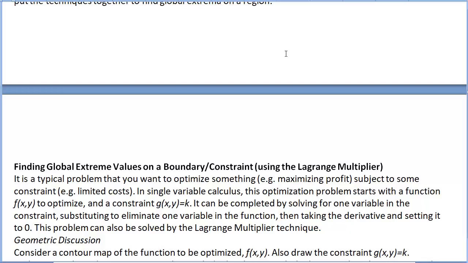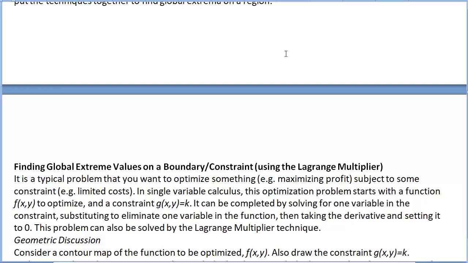So what sorts of problem are we talking about? It's something typical where you might want to optimize something, for example, maximizing profit, but you have some kind of constraint, for example, limited costs. So in single variable calculus, this optimization problem might start with a function f of x, y, and that's the thing you want to optimize. And then you're given a constraint, which would look like g of x, y equals k.